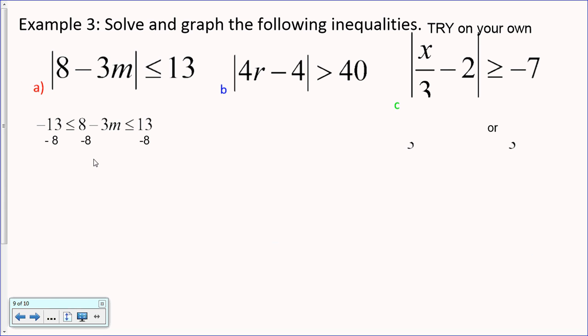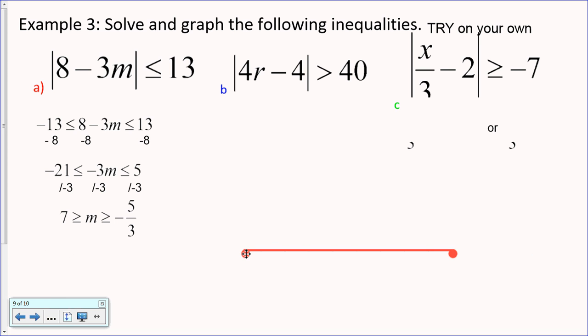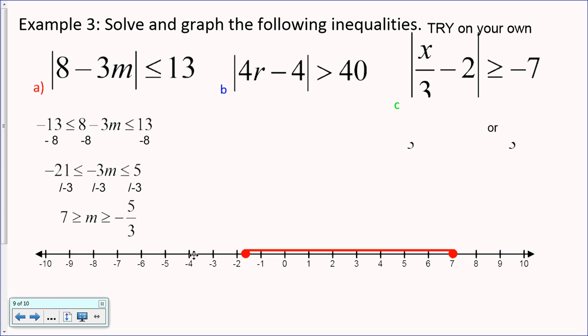Okay? So I'm going to go ahead and subtract 8 from everything. That's going to give me negative 21 is less than or equal to negative 3m, which is less than or equal to 5. Then divide everything by negative 3. It's going to give me an ugly thing, but nonetheless, it works. 7 is greater than or equal to m, which is greater than or equal to negative 5/3. Now to graph this means I'm going to have closed circles on both 7 and negative 5/3, which is about negative 1 and 2/3. So, here's what my graph would look like, okay?